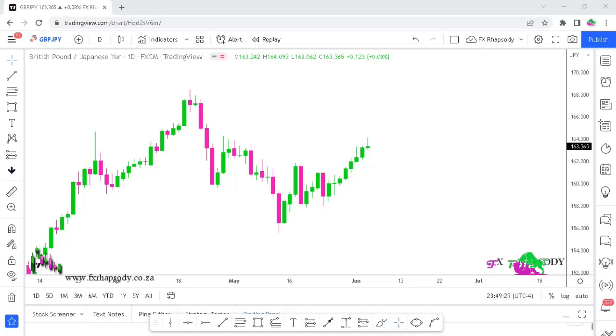Today we're going to be looking at two more currency pairs that I'm going to be doing analysis on. It's going to be the British pound Japanese yen and also the US dollar Japanese yen.